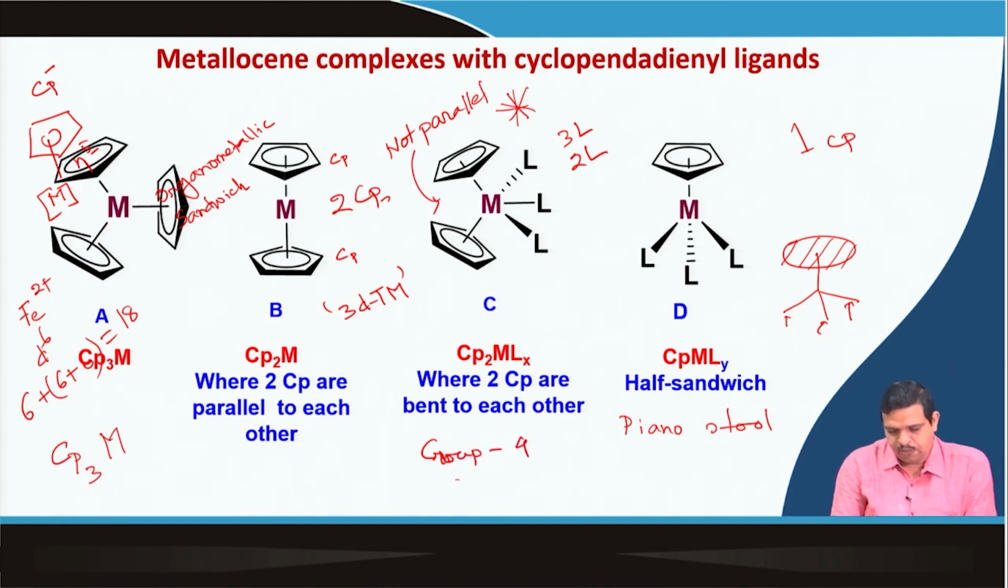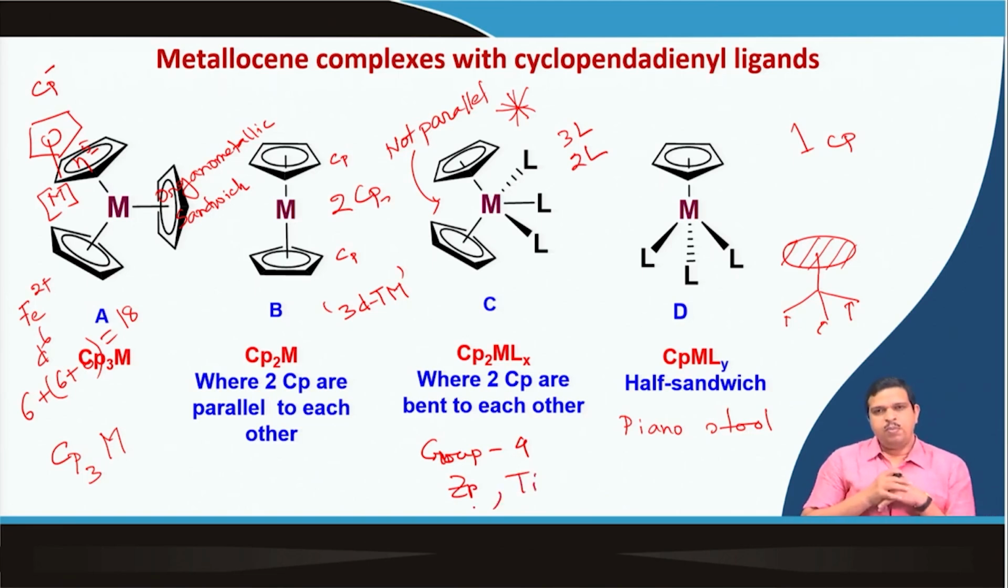And group 4, okay, the group 4 metals, as example zirconium and titanium, okay, these kind of metals form this bent kind of structure. Okay. So, not only that, 3d transition metals also can form the bent metallocene compounds if you do some engineering on the metallocenes.